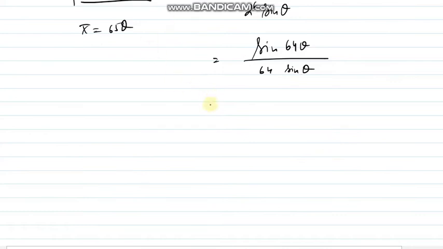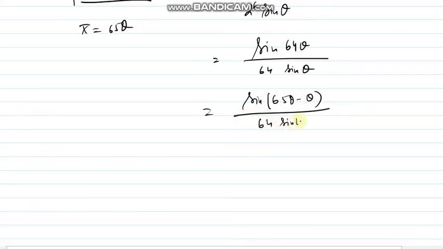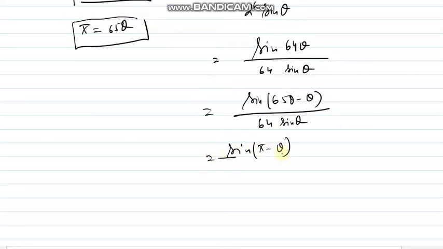So 64 theta can be written as 65 theta minus theta, divided by 64 sin theta. What is 65 theta? It is pi. So it will be sine of pi minus theta divided by 64 sin theta. What is sine of pi minus theta? In the second quadrant sine is positive, so hence it will be sin theta only. So sin theta divided by 64 sin theta. If I simplify, the answer is 1 divided by 64.